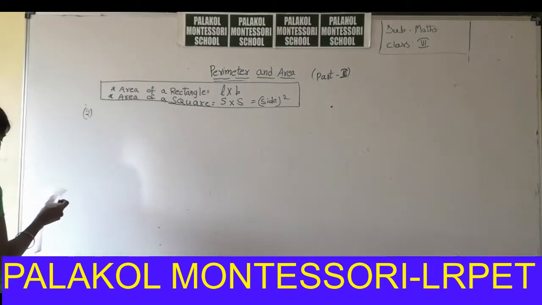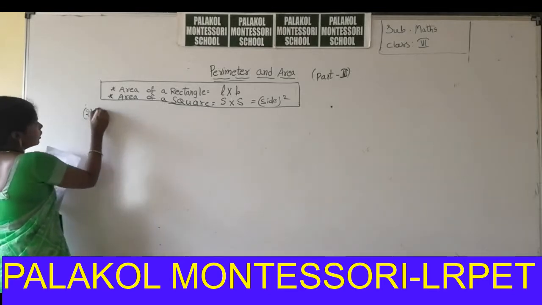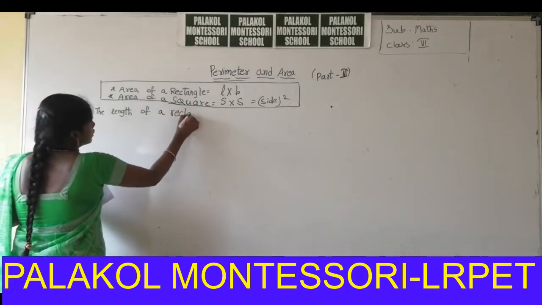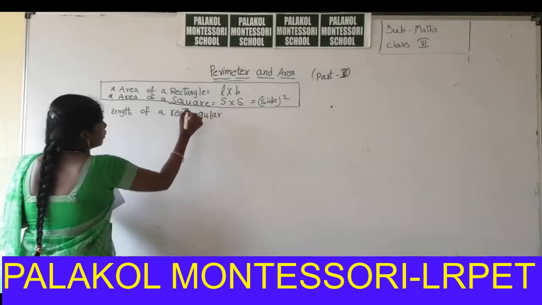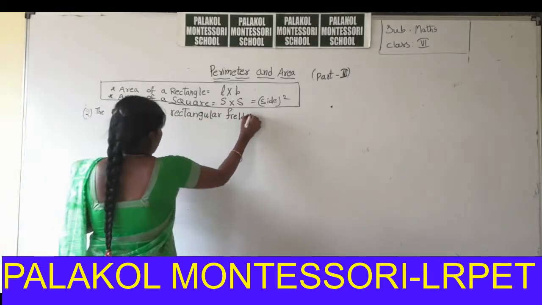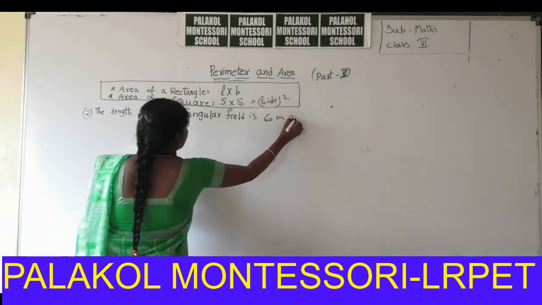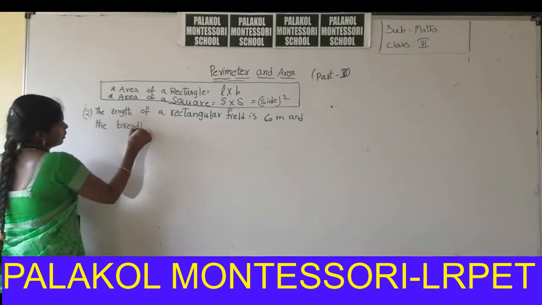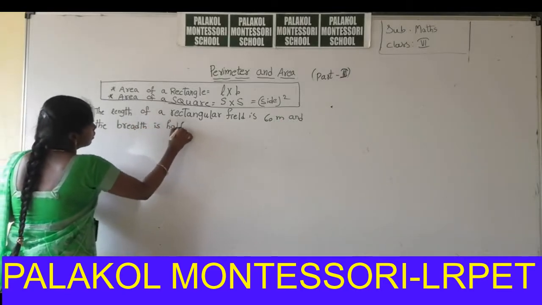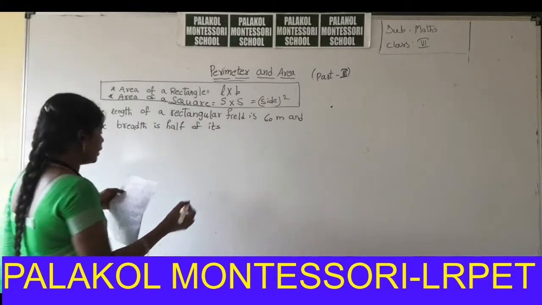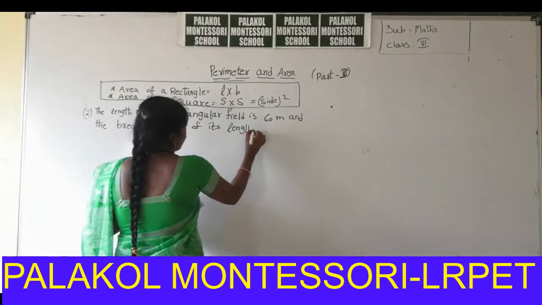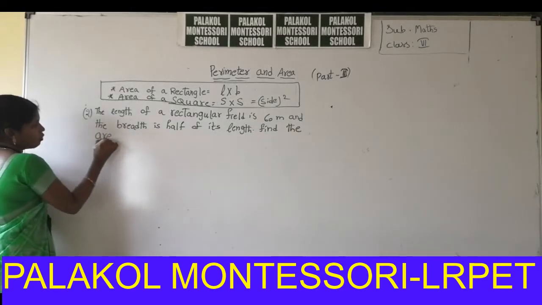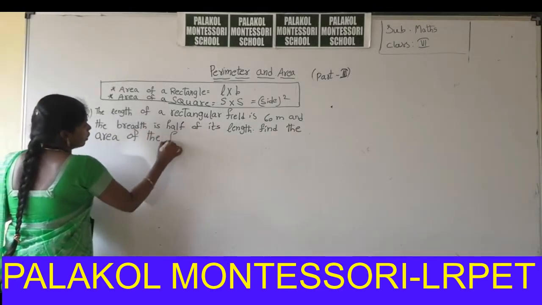So second question. The length of a rectangular field is 60 meters and the breadth is half of its length. Find the area of the field.